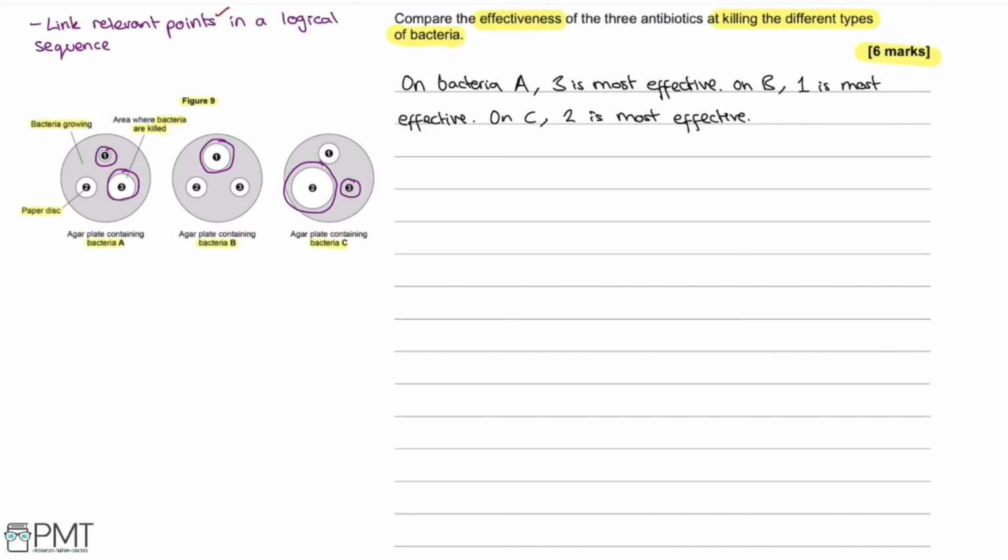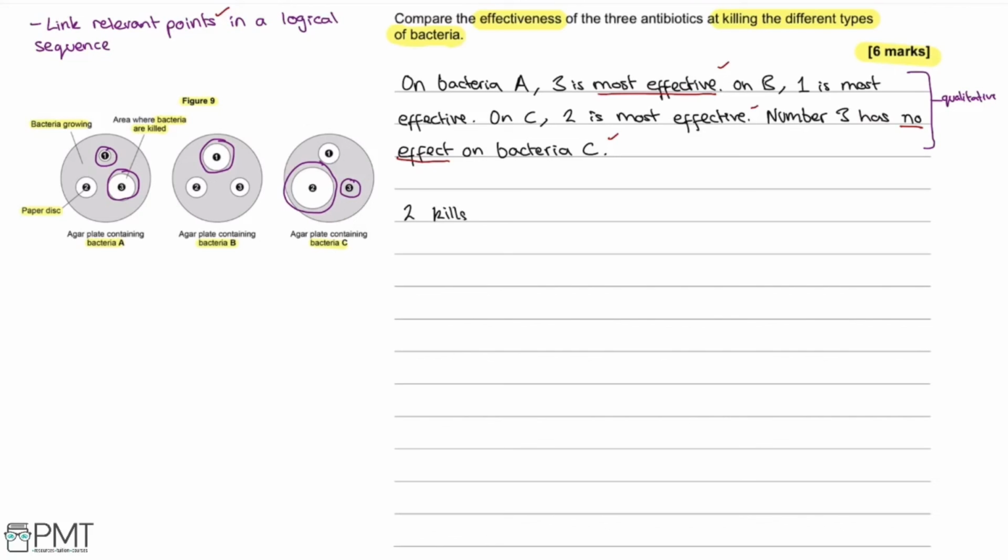And then on bacteria C, number 2 is most effective. And then you can go on to talk about your least effective ones. So number 3 has no effect at all on bacteria C. And note that all of these sentences are about the physical effects, so these are what we call qualitative observations. And to get your full 6 marks, you want to talk about qualitative and quantitative, which we'll get onto next.